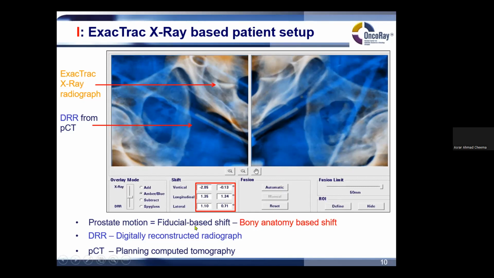The actual patient setup was based on fiducial based shift, and the data was acquired during the treatment fractions, and bony anatomy based shift was calculated in a replay mode in an offline technique. Then prostate motion was assessed by subtracting the bony anatomy based shift from the fiducial based shift. As we know, the prostate is a soft tissue anatomy which can move relative to the bones. So if we subtract the bony anatomy shifts from the fiducial based shift, we get the pure prostate motion.